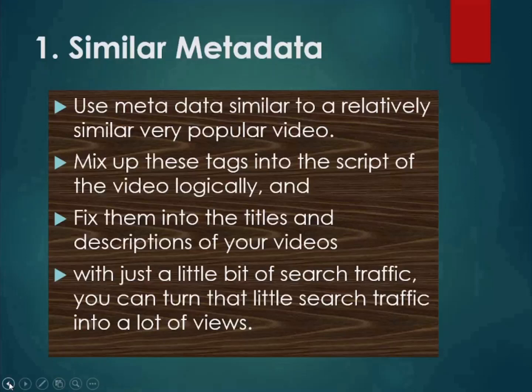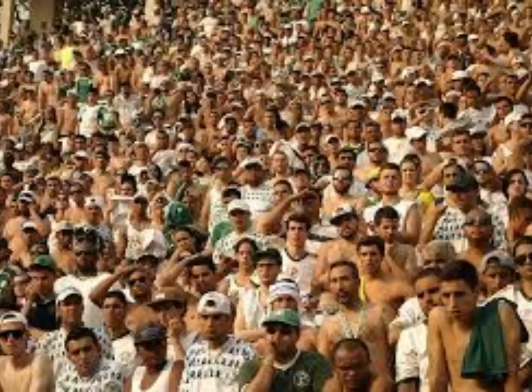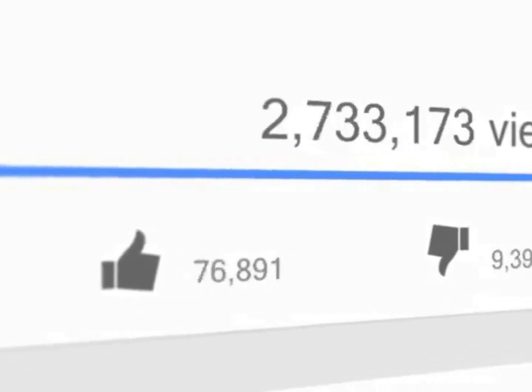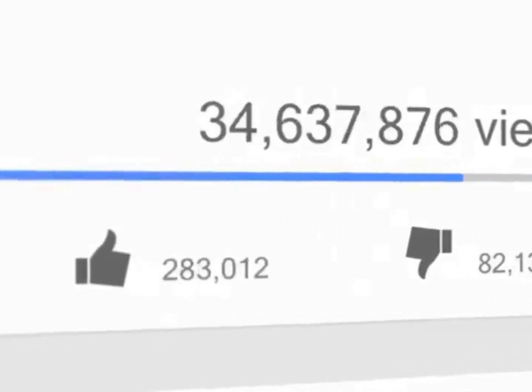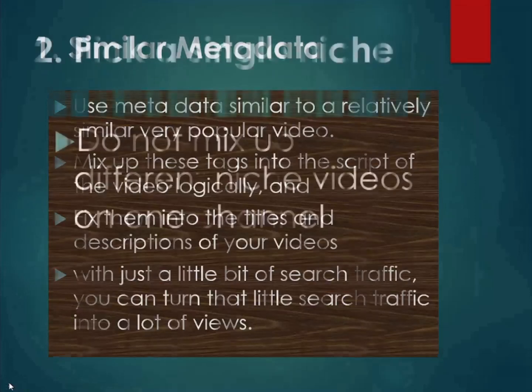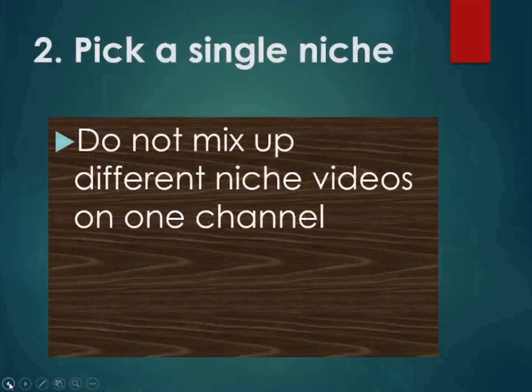When they see your own videos in that spot, it tells YouTube that you're keeping people on YouTube a lot longer, and they are watching more of your videos. This means that with just a little bit of search traffic, provided you rank for low competition high search volume tags, you can turn that little search traffic into a lot of views. This is so because if they see more of your videos in the suggested videos, then they are likely to watch yet another video of yours. The point here is that the more similar all of your videos are in terms of metadata and niche, the easier it is for your channel to blow up fast.